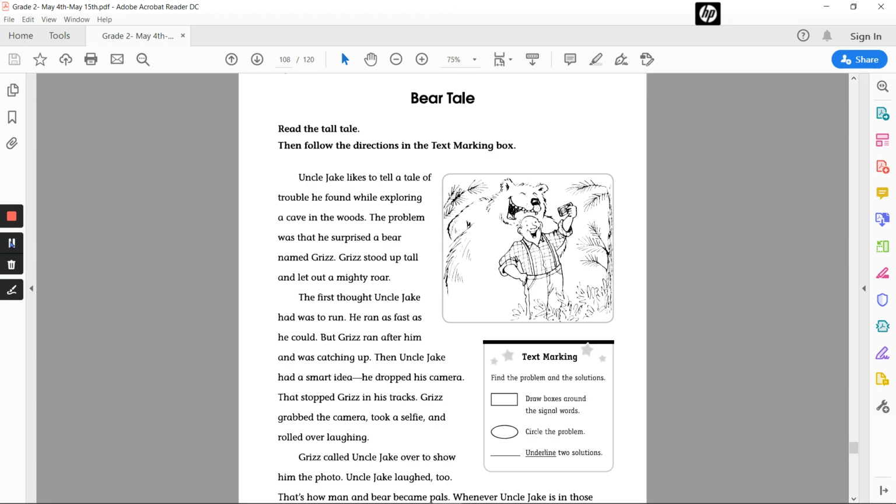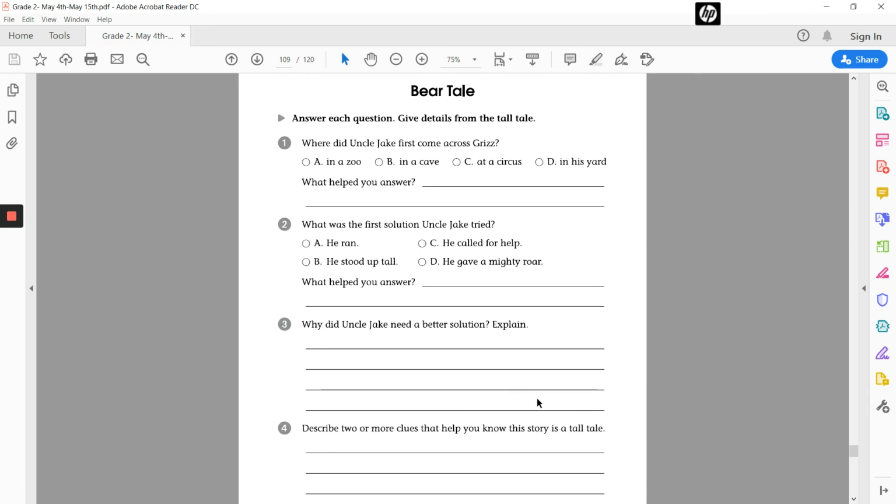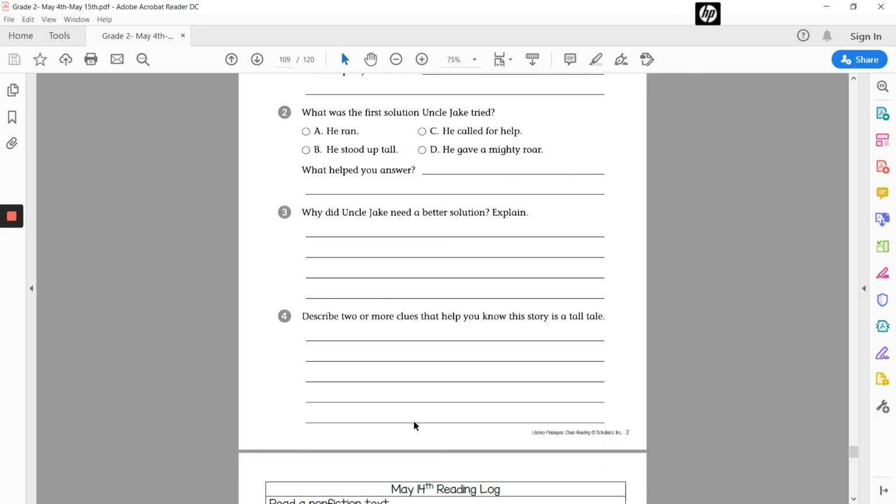So to get some extra practice with problem and solution today, we're actually going to look at a fictional story. But we can still practice identifying the problem and solution. So you're going to mark up your text by drawing boxes around the signal words that tell you it's a problem or solution. Circle the problem and underline 2 solutions. After you're finished reading and marking up the text, use details from the text to answer these questions.